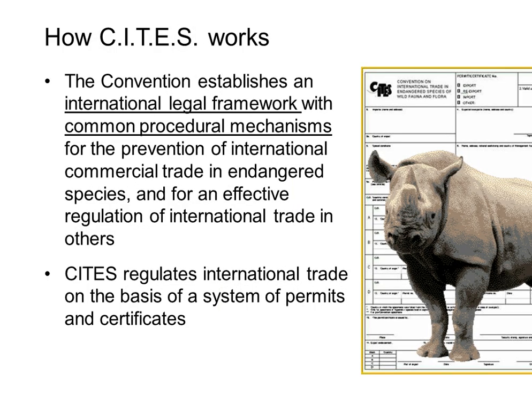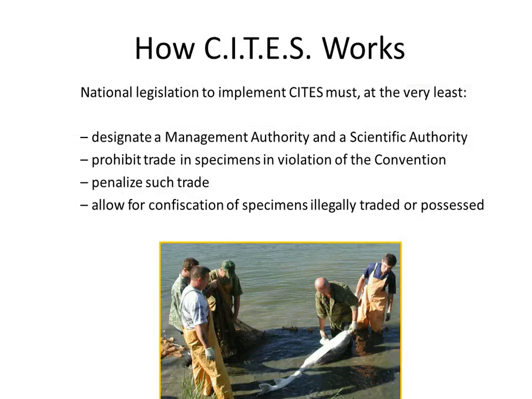The Convention establishes an international legal framework with common procedural mechanisms for the prevention of international commercial trade in endangered species and for an effective regulation of international trade in others. CITES regulates international trade on the basis of a system of permits and certificates. How it works: national legislation to implement CITES must, at the very least, designate a management authority and a scientific authority, prohibit trade in specimens in violation of the Convention, penalize such trade, and allow for confiscation of specimens illegally traded or possessed.